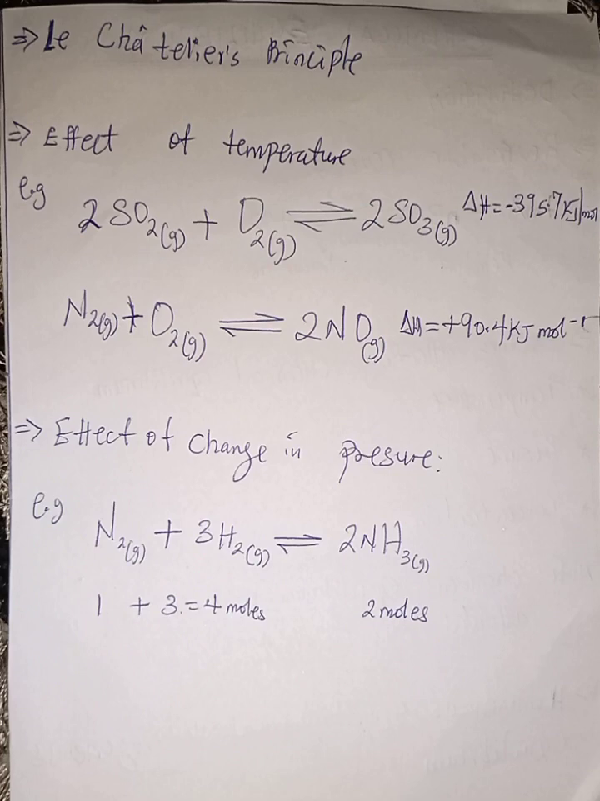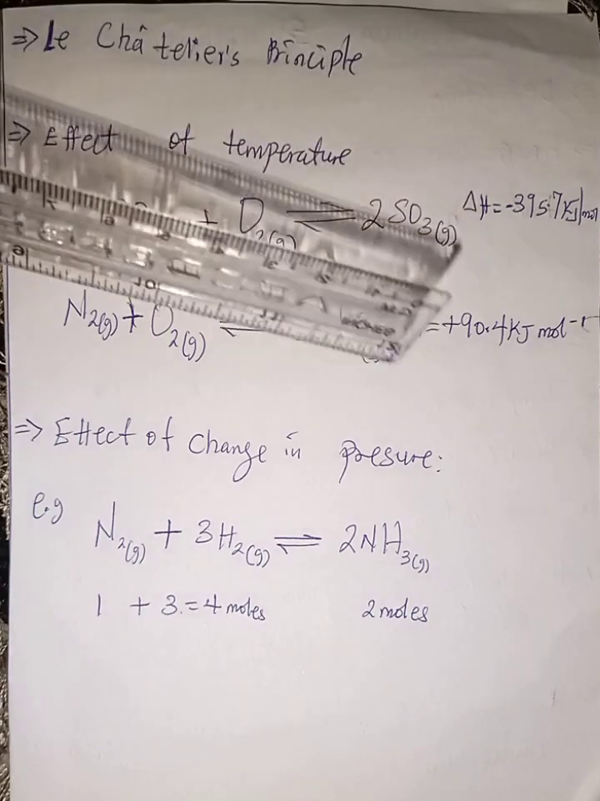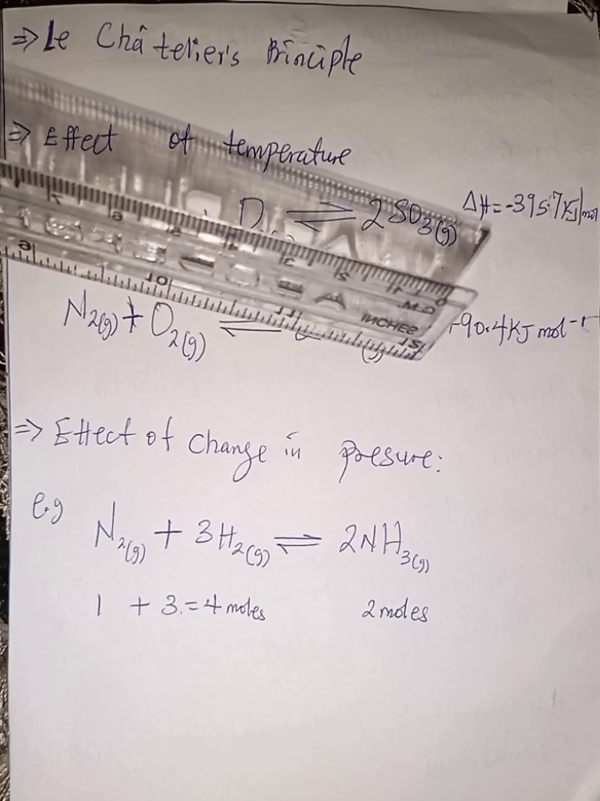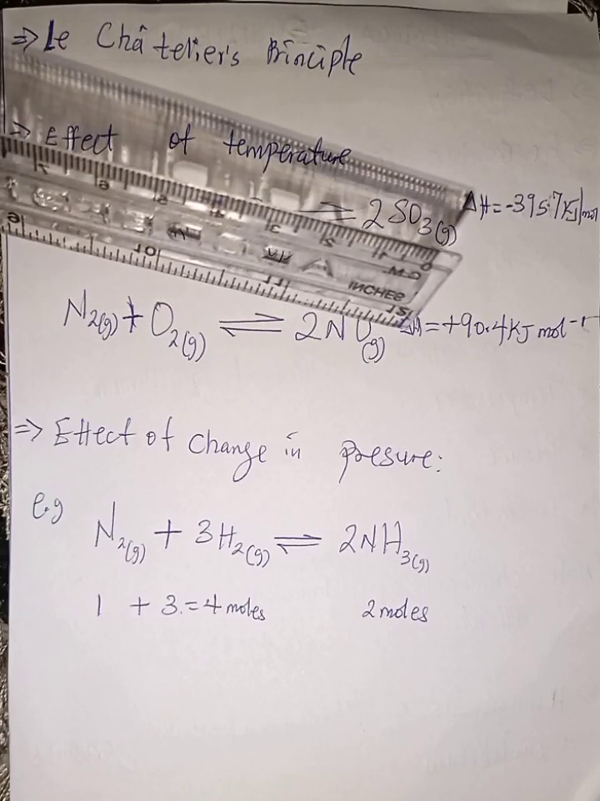Please take note of that. For exothermic reaction, increase temperature favors backward, decrease temperature favors forward. For endothermic, increase temperature favors forward, decrease temperature favors the backward side.